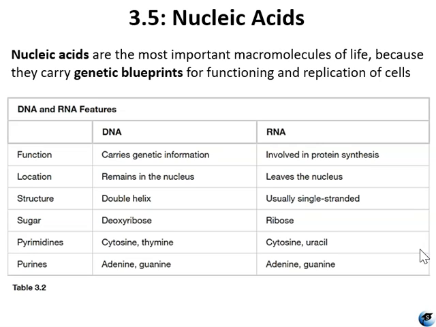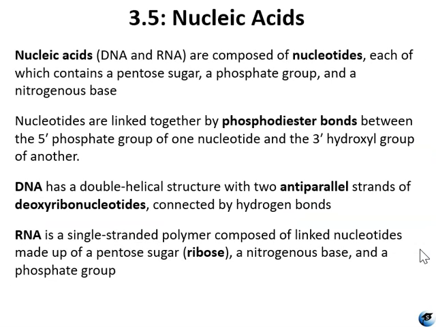RNA is single-stranded. Its sugar is the ribose, and it has cytosine, adenine, and guanine, just like DNA, but instead of thymine, RNA is going to have uracil. Nucleic acids are composed of nucleotides, each of which contains a pentose sugar, a phosphate group, and a nitrogenous base. So it has to have all 3 of those things: a sugar, a phosphate, and a nitrogenous base.